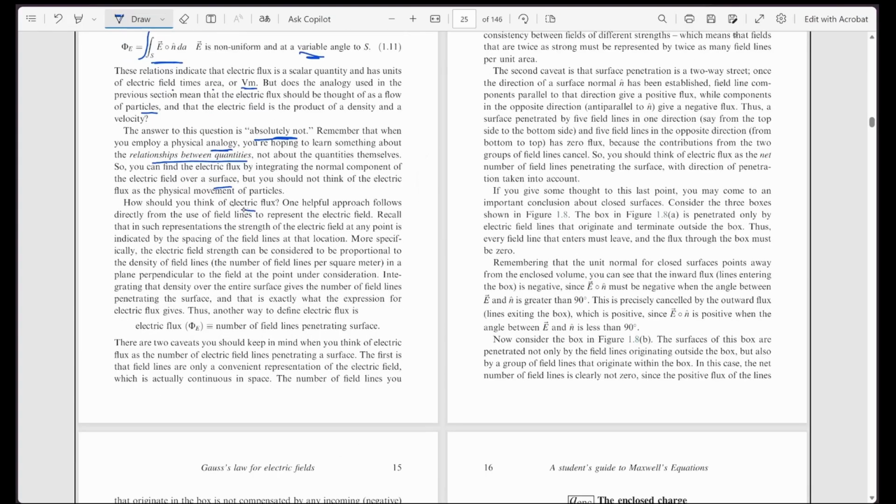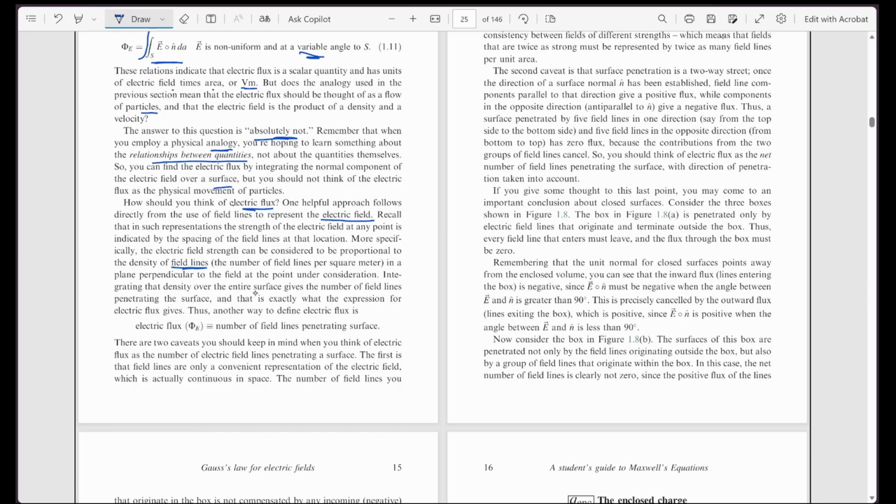How should you think of electric flux? One helpful approach follows directly from the use of field lines to represent the electric field. Recall that in such representations, the strength of the electric field at any point is indicated by the spacing of the field lines at that location. More specifically, the electric field strength can be considered to be proportional to the density of field lines, the number of field lines per square meter, in a plane perpendicular to the field at the point under consideration.